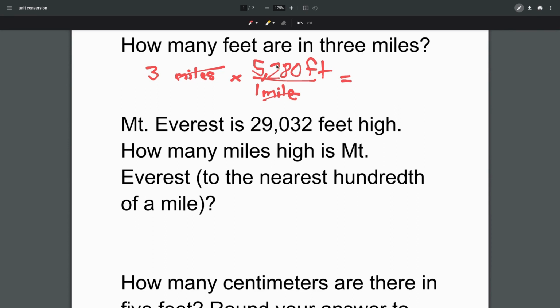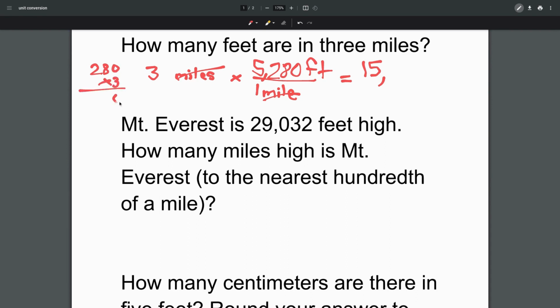Now, since this is less than 333 here, 3 times whatever this amount is going to be less than 1,000. 3 times this amount is going to give me 15,000. So we're going to have 15,000. And then let's do the 280 times 3.